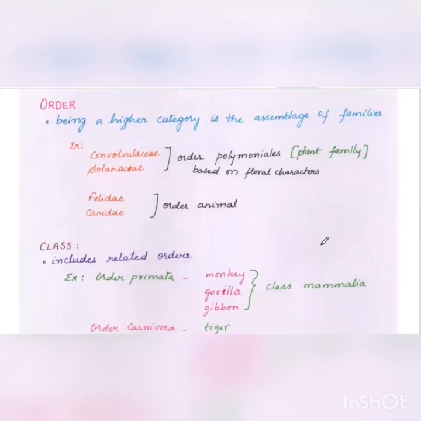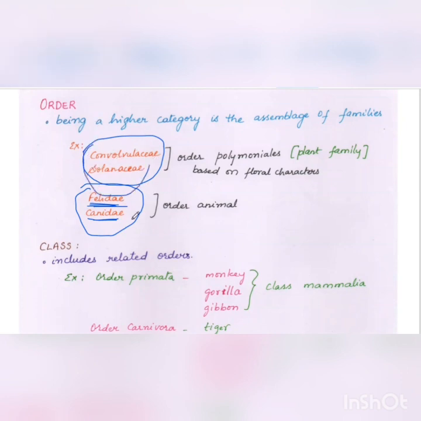Next, the order. The order, being a higher category, is a group of families. A group of families together comprises an order. See, here you have the examples. Felidae and Canidae are different families. In Canidae you have dogs, in Felidae you have cats, the family of dogs and the family of cats. But yet, they come under the same order.